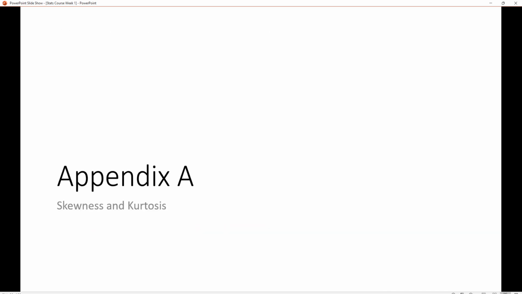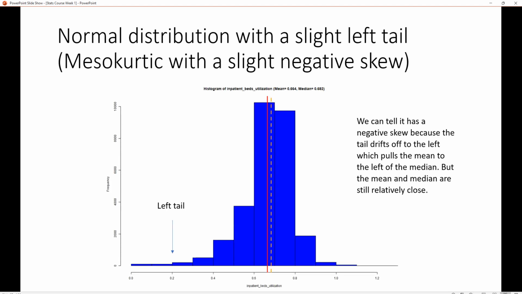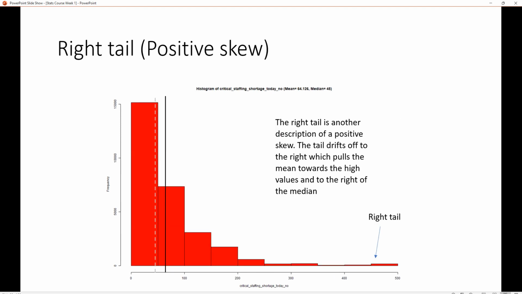And I have in the appendix different examples of skewness and kurtosis. This is a normal distribution with a slight left tail. Another way to describe that is it's mesokurtic with a slight negative skew. We can tell it has a negative skew because the tail drifts off to the left, which pulls the mean to the left of the median, but the mean and median are still relatively close.